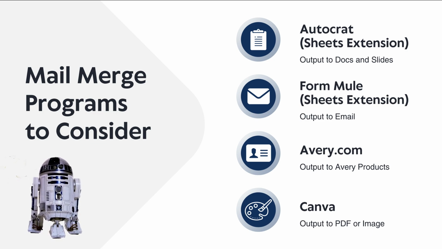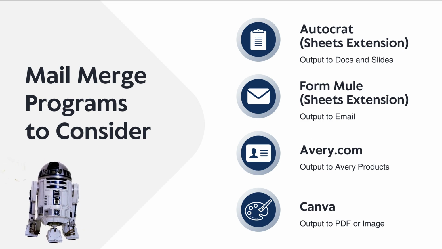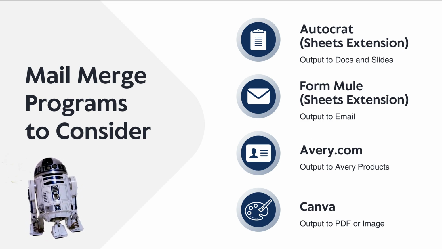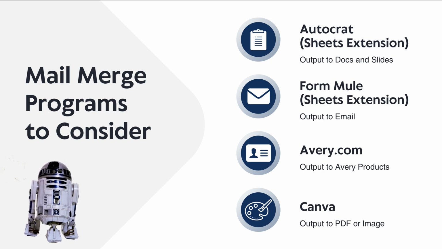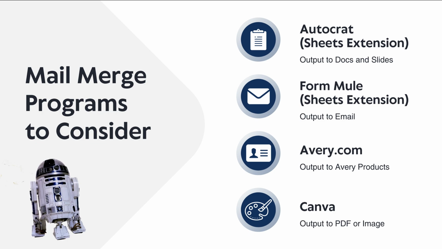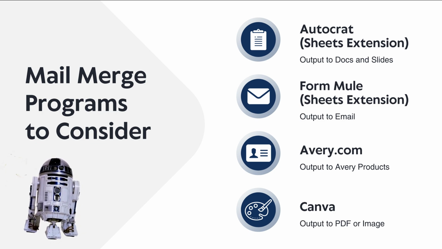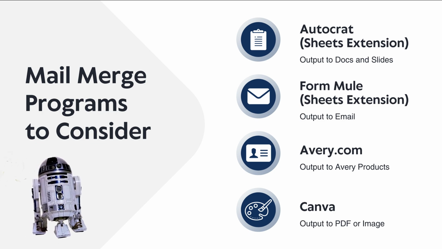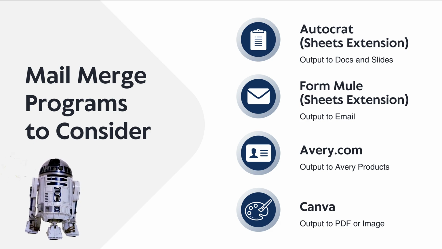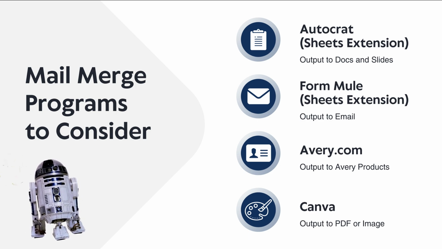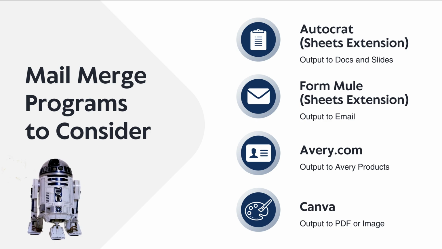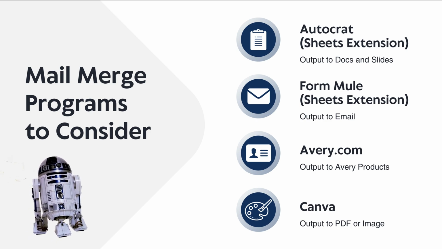Autocrat is very good at creating documents like Google Docs or slides, and don't be confused that it's just a slide presentation you're making. You can put any kind of document into that slides presentation, like say a worksheet, and then it automatically creates the name for each student in the classroom at the top of that worksheet. Formule outputs data to an email. Some powerful things you can do with that.